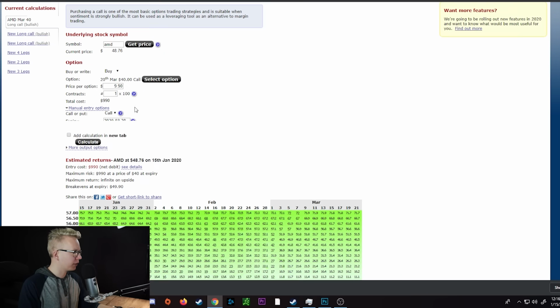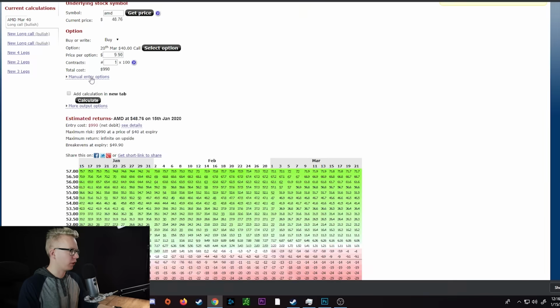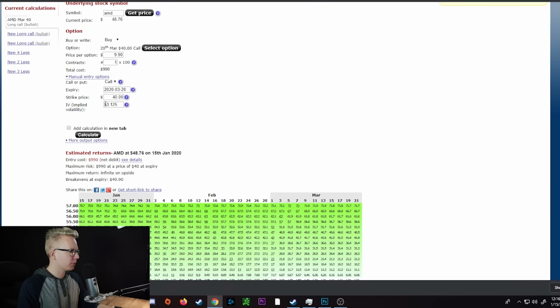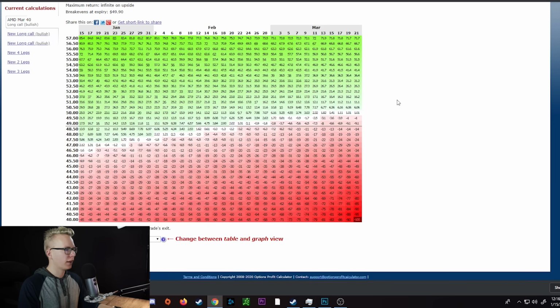Now let's also play around with implied volatility, which you can do by hitting manual entry options. If we change implied volatility from 53 up to something crazy like 80, notice how the green starts dropping into the lower half. So if nothing else changes, but today implied volatility just spikes like crazy, which is good for call options and put options, you are going to make money even though the stock price hasn't changed. So right where our break even normally would be, we're up $173.